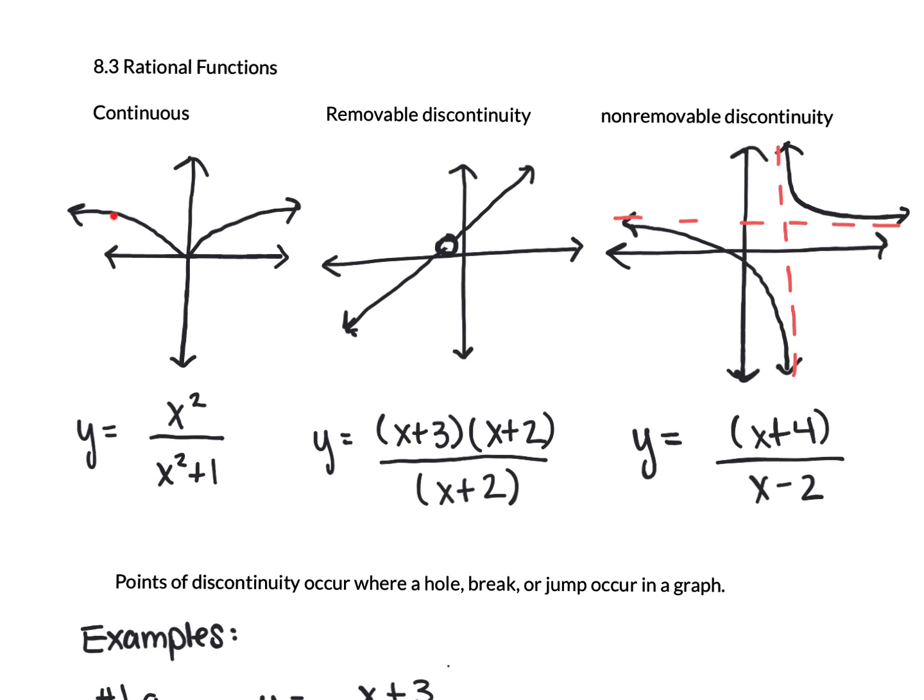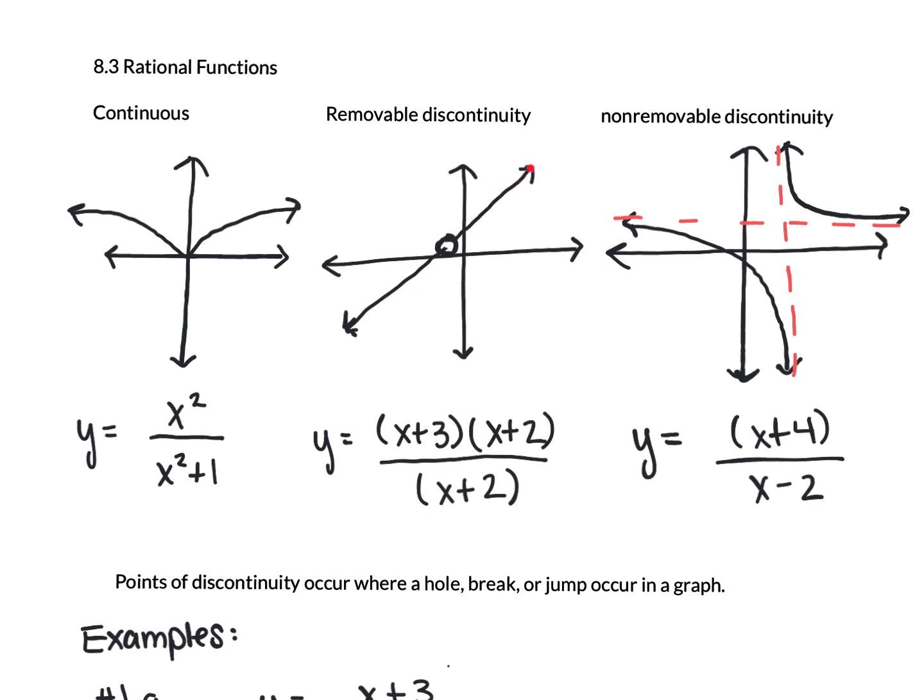You'll see here in this graph that we have a continuous function, and all that means is that once it starts, it doesn't stop. And so this function here can be represented by the equation x squared over x squared plus 1. Now an example of removable discontinuity is given here.